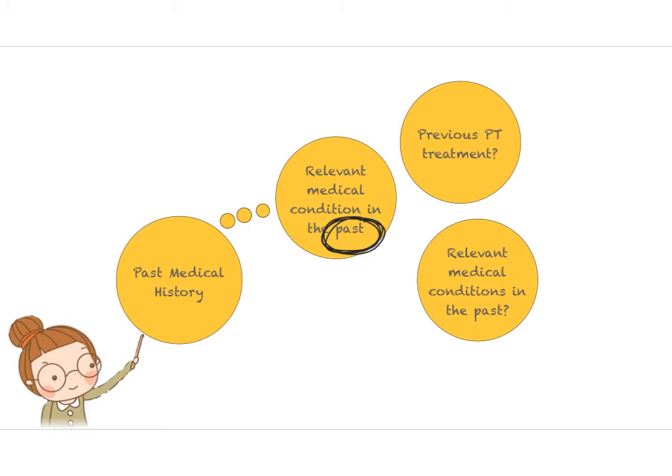Now, if during your interview you found out that the patient previously had shoulder dislocation, then anything related to the previous condition, which is shoulder dislocation, will now fall under past medical history. So it's very important to probe your patients so that you'd know if the patient has had previous injuries before, because it will still matter. Okay, so what else will be under past medical history? Previous PT treatment. Again, this is now related to the conditions in the past.